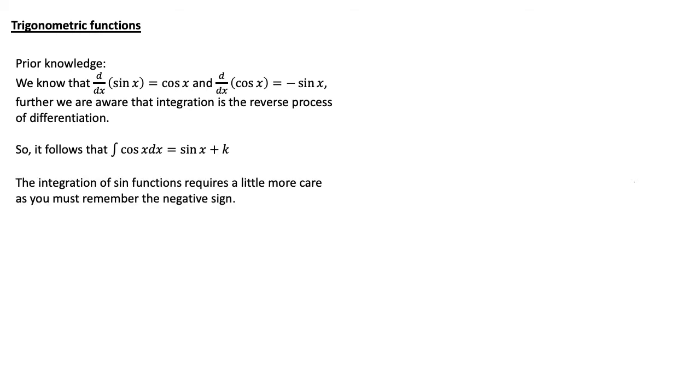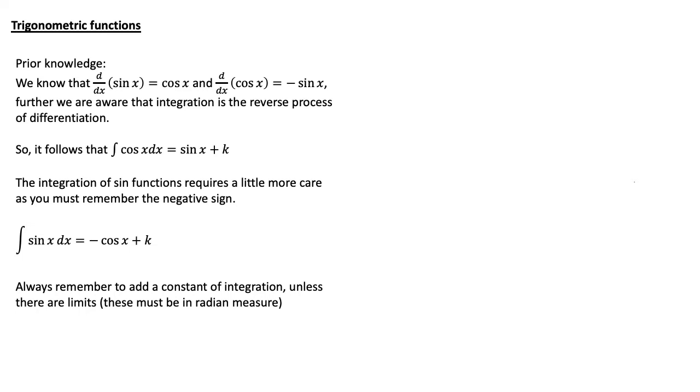Integration of sine functions, because of the fact that the differential of cos is minus sine, you've got to take a little bit more care. Again, one of the common mistakes is losing the minus signs. In fact, minus signs are probably the cause of most mistakes in mathematics. So the integral of sine x with respect to x is minus cos x, again plus a constant. And as I've said already, you must always add a constant of integration unless there are limits, and those limits, if we're dealing with trigonometric functions, must be in radian measure.